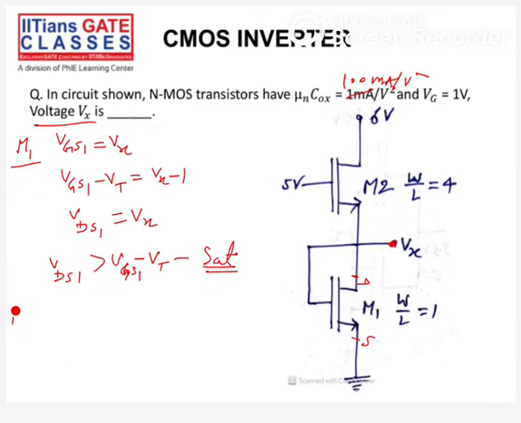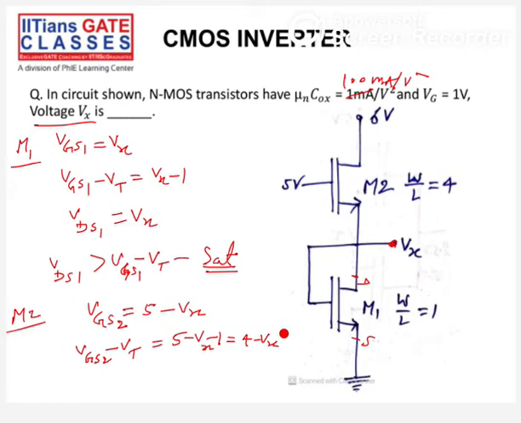Now we'll come to M2. For M2, VGS2 is equal to G at 5 volt and S at Vx, so 5 minus Vx. And VGS2 minus VT is how much? That is 5 minus Vx minus 1, which is equal to 4 minus Vx.